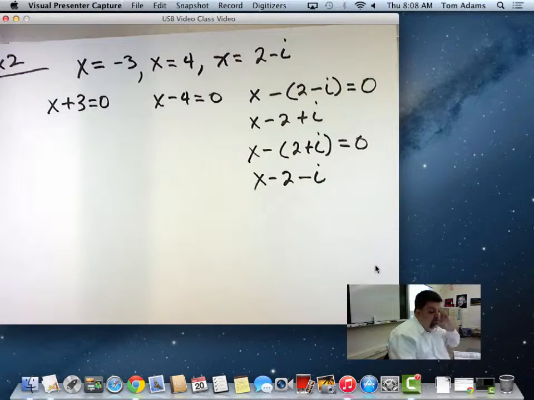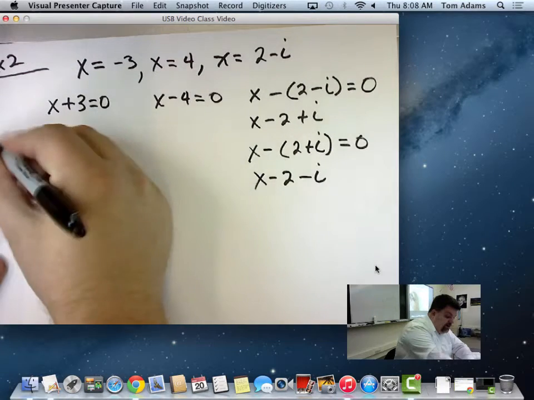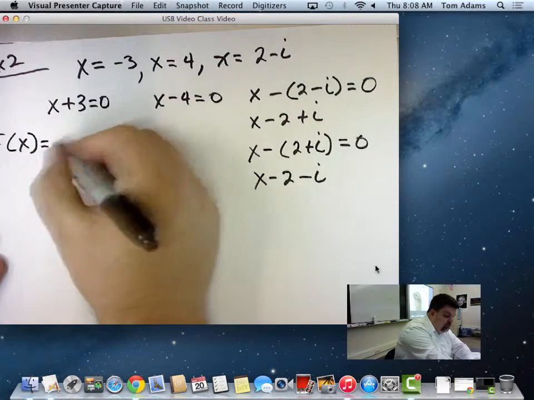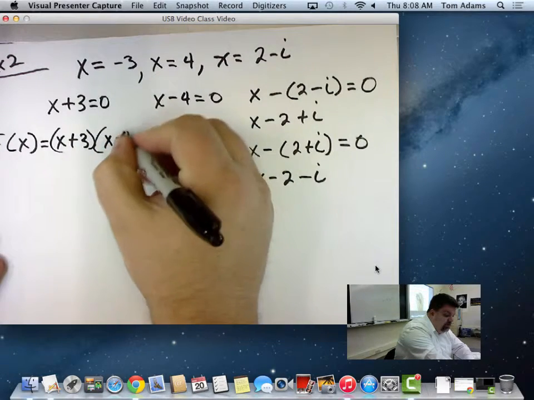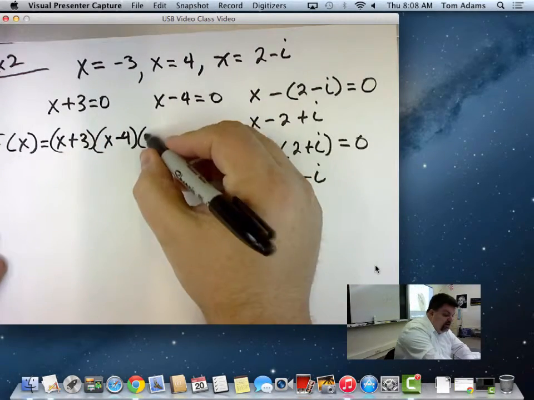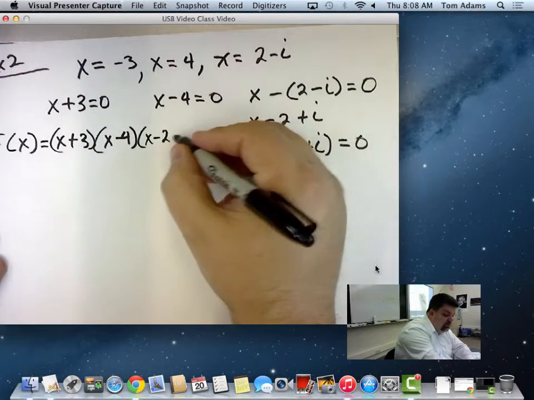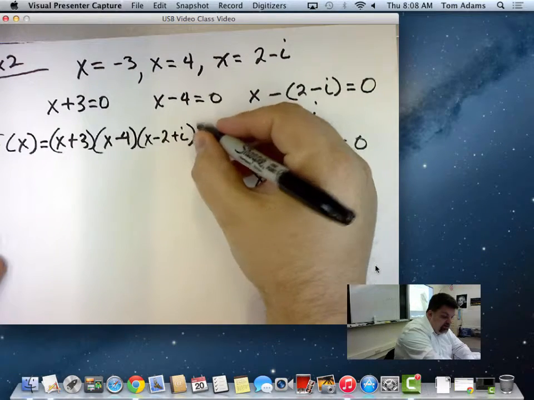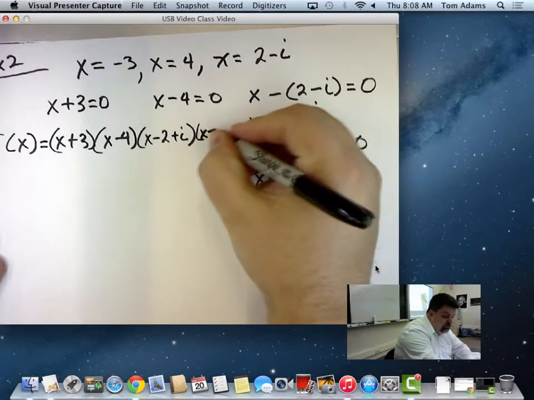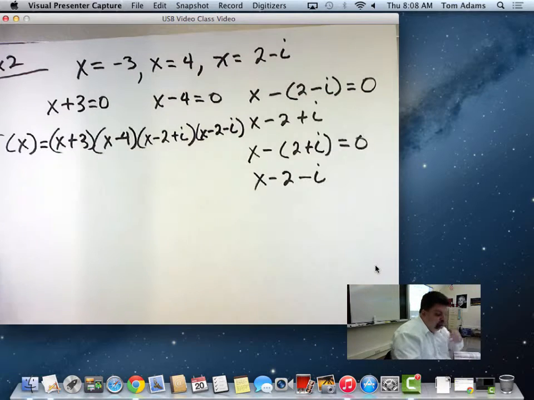So now to write the polynomial, what I have to do is I have f of x is equal to the quantity x plus 3 times the quantity x minus 4 times the quantity x minus 2 plus i times the quantity x minus 2 minus i. And so I have to FOIL those out.